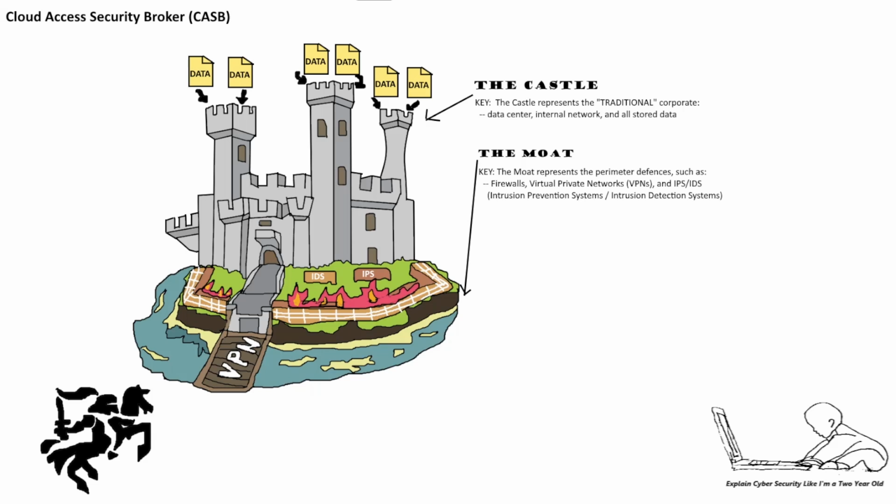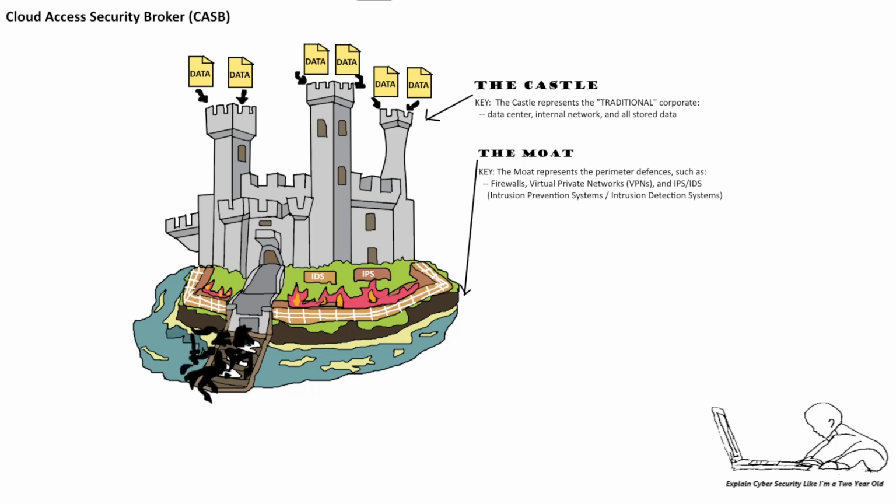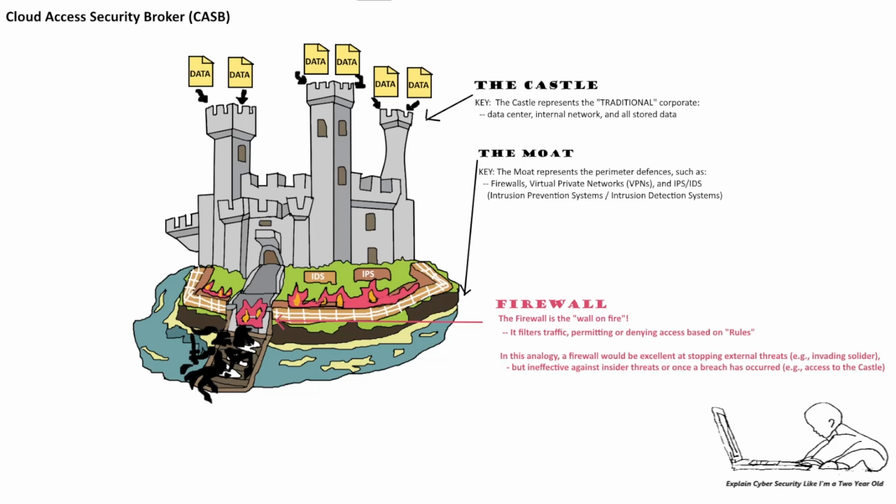Although the castle boundaries is still protected by a firewall, that is the wall on fire. And the firewall uses rules to filter traffic which allows or denies access. Meaning even if the soldier on the horsey gets past the drawbridge, they are still faced with the firewall.